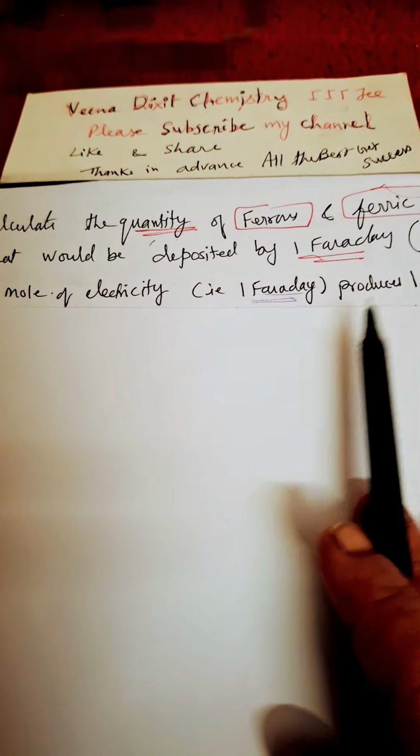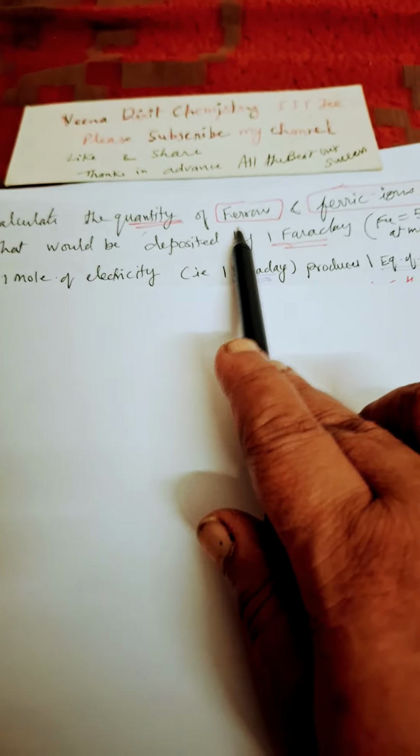Keep practicing. Electrochemistry is very important for physical chemistry. This year they have asked a lot of questions from physical chemistry, coordination chemistry, and other chapters we'll discuss later on. Calculate the quantity of ferrous and ferric ion.